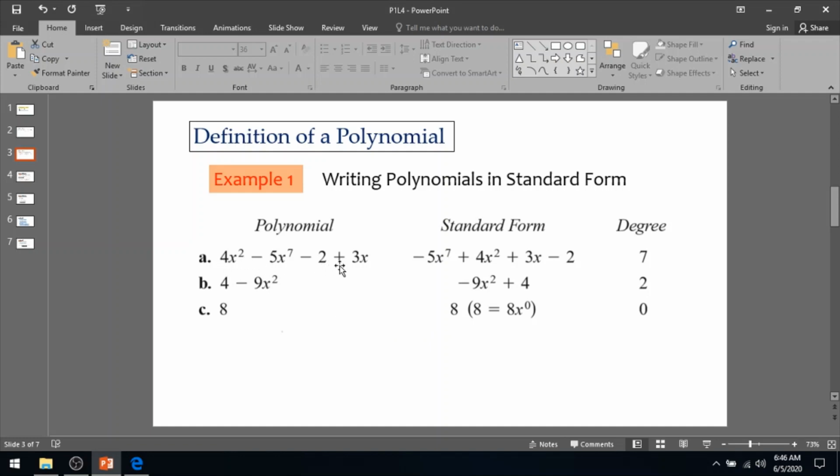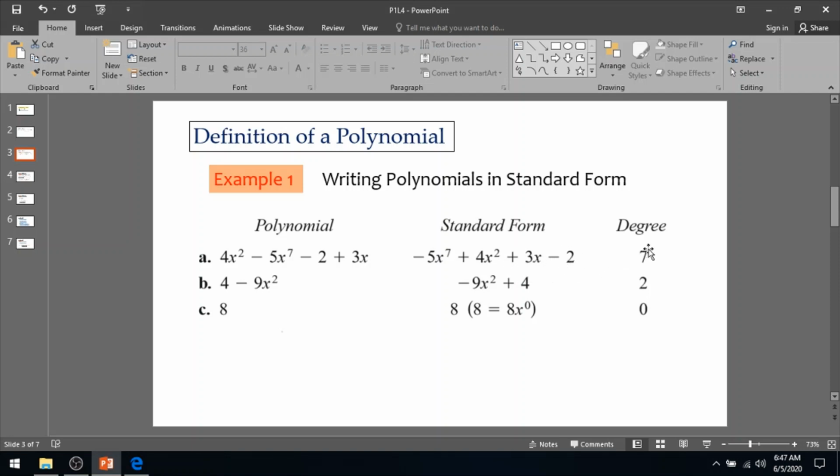So balikan ning A nato, 4x squared minus 5x to the 7 minus 2 plus 3x. The highest exponent is 7. Next sa 7 is 2, correct? And next sa 2 is 1. And next to 1 is 0. Kani imo ang constant term which is negative 2. Therefore, ang standard form ana niya is negative 5x to the 7 plus 4x squared plus 3x minus 2.